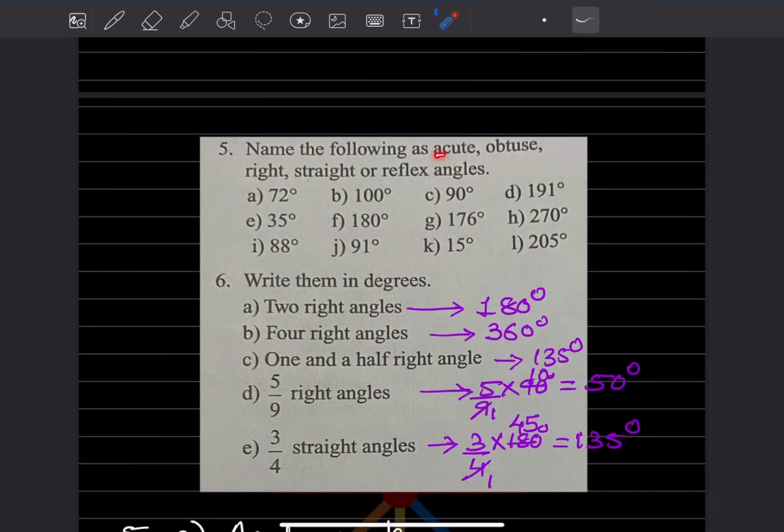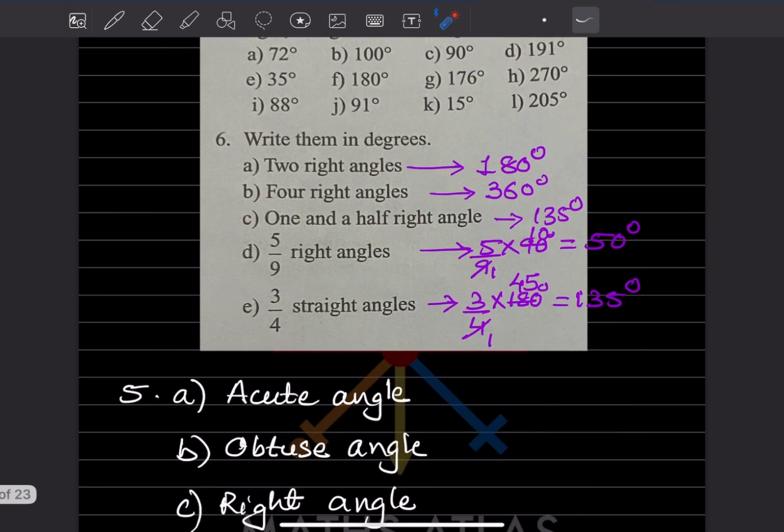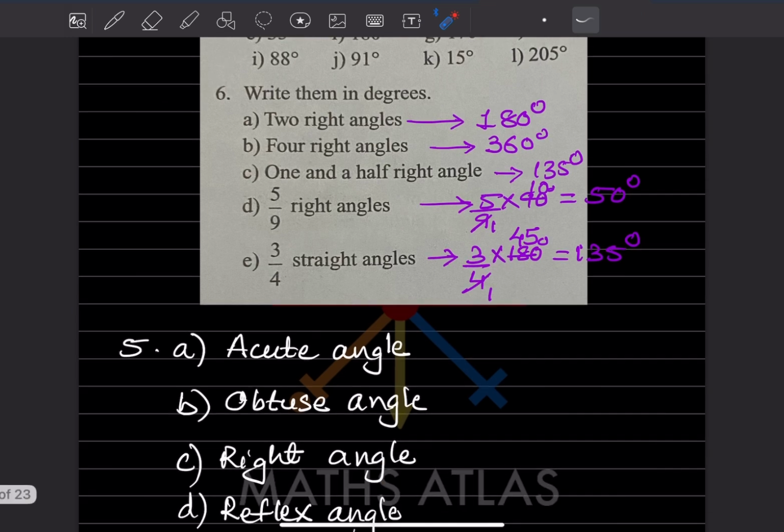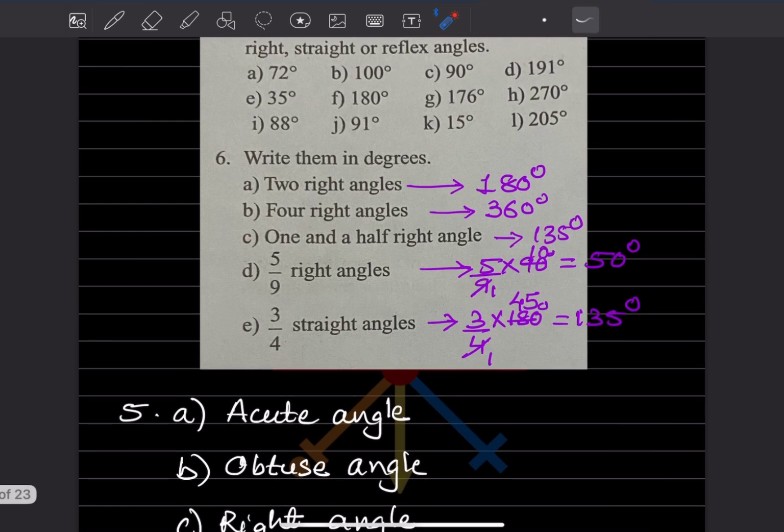Name the following as acute, obtuse, right, straight, or reflex angles. Now see, this is 72 degrees, less than 90 degrees, so that is going to be an acute angle. 100 is more than 90 degrees, that is going to be obtuse. 90 degrees is exactly 90 degrees, a right angle. 191 degrees is going to be reflex because it is more than 180 but less than 360. 35 is less than 90, that is acute. 180 is exactly 180, that is a straight angle. Then 176 is going to be obtuse because it is less than 180 but more than 90.